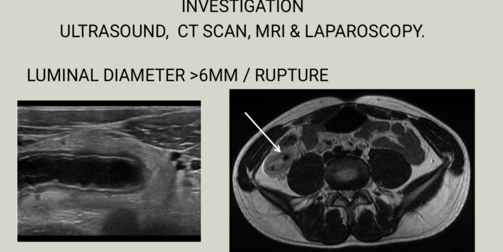So the major finding is an increase or enlargement in the size of the lumen of the appendix, usually greater than 6 millimeters. So this first image is an ultrasound scan image showing increased luminal diameter, while the other image is an MRI image also showing increased luminal diameter of the appendix.